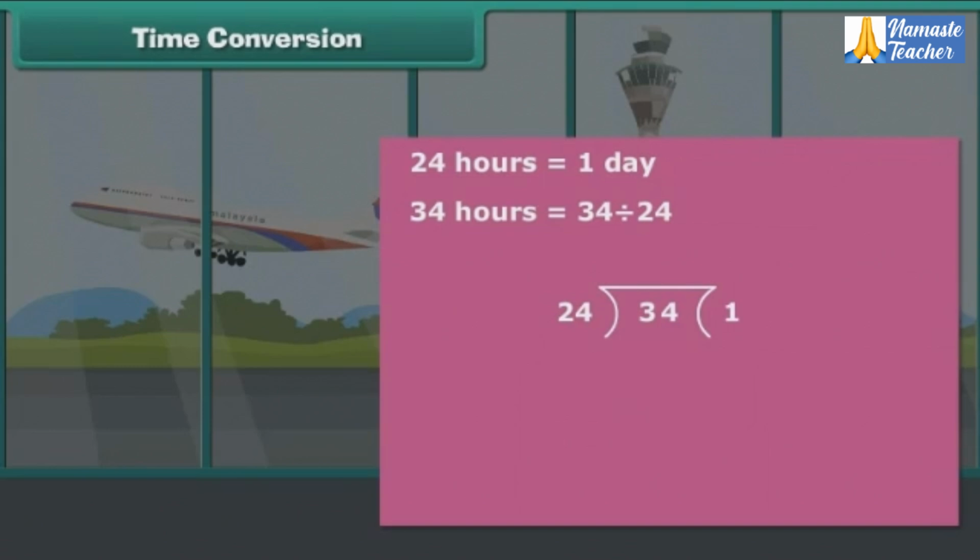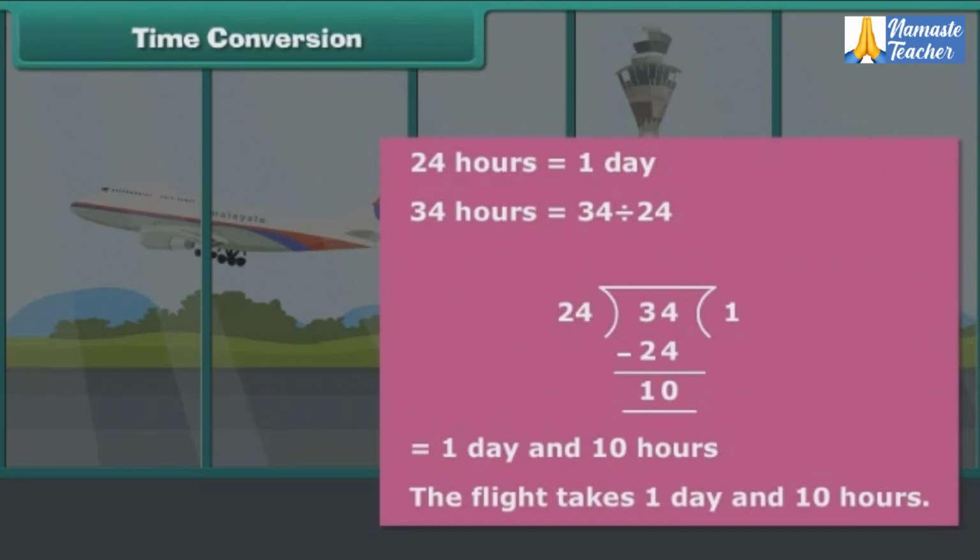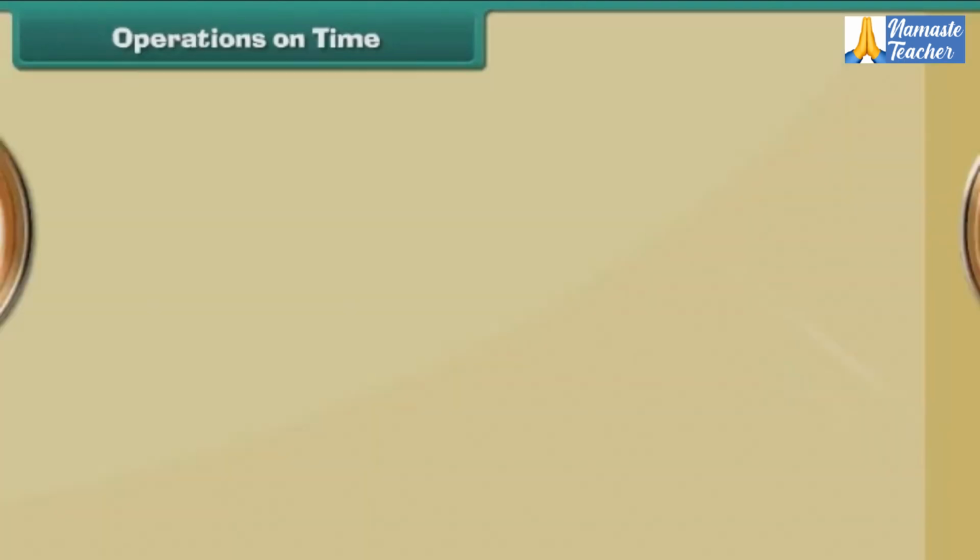Therefore, write 1 on the right and 24 beneath 34. Subtract and write the difference 10 below. There are no more digits left in 34. That brings us to the end of the division operation. 34 divided by 24 is 1 day and 10 hours. Therefore, the flight takes 1 day and 10 hours.